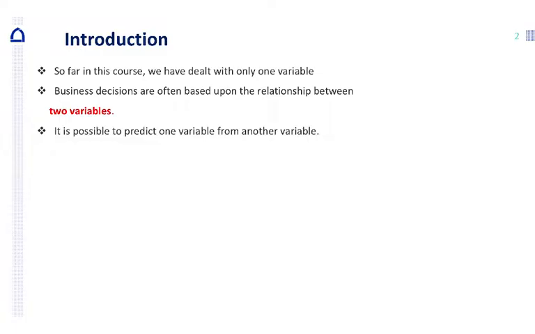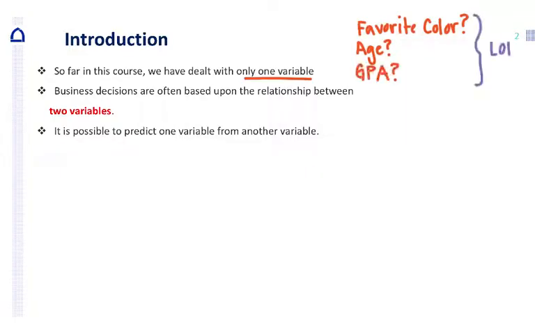Okay, to start off, in the previous learning outcome, LO1, we only dealt with one variable at a time. We talked about asking survey questions that had one question, like, what is your favorite color? Or how old are you? Or what is your GPA? But in LO2, we're going to deal with issues involving two variables.